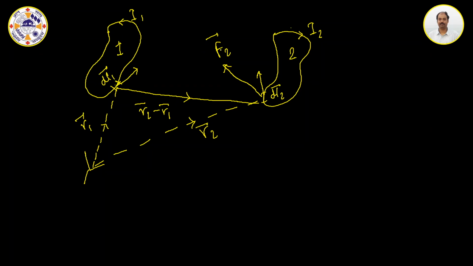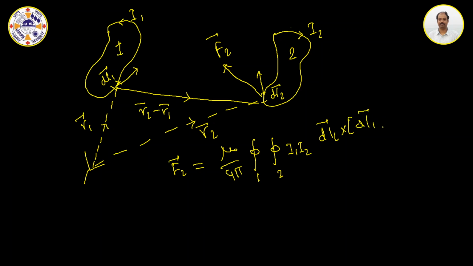Now the force experienced by this current element dl2 due to the current flowing through the first loop is F2 according to Ampere, and Ampere wrote this expression as F2 is equal to mu 0 by 4 pi, closed integration over 1, closed integration over 2. I am writing I1 I2 within the integration, that does not matter. dl2 cross dl1 cross (r2 minus r1) divided by mod (r2 minus r1) cube.